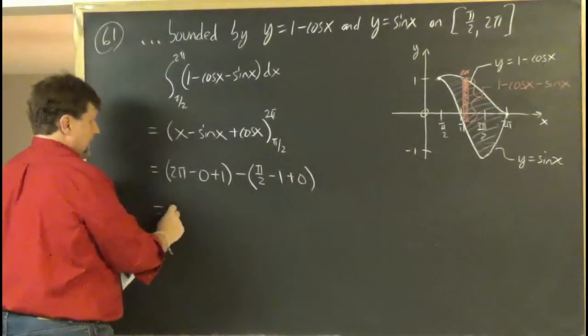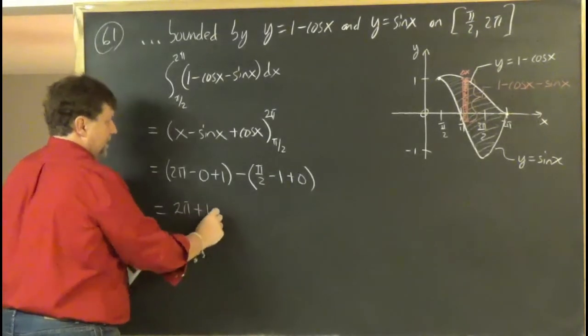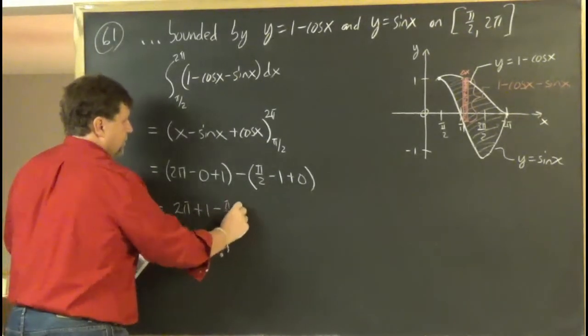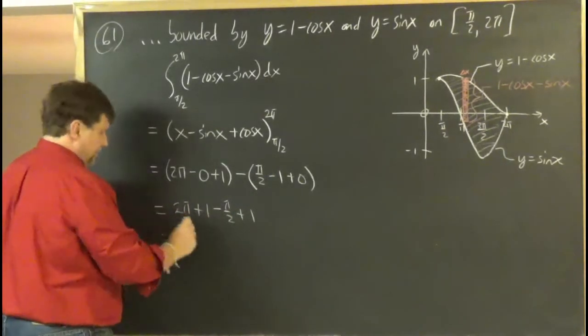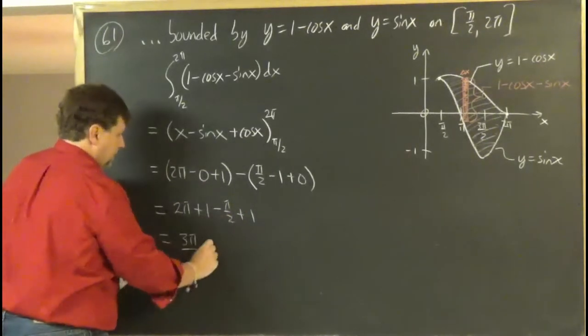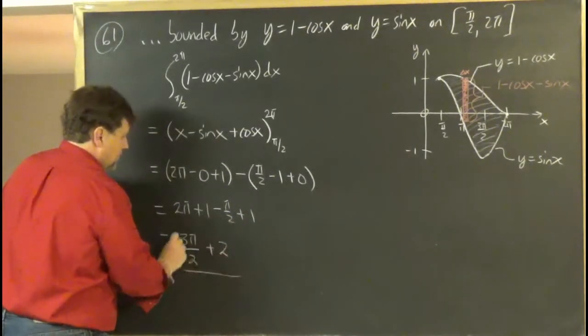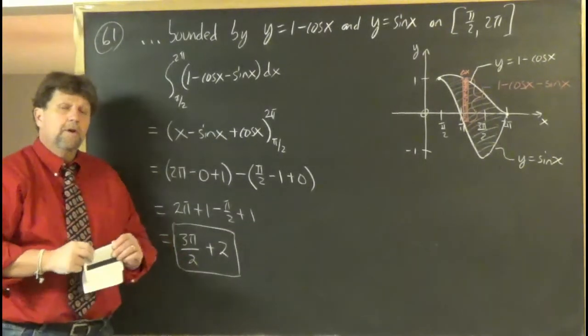So when I clean this up, well, what do I have? A 2 pi plus a 1 minus a pi over 2 plus 1. So 2 pi minus pi over 2 is 3 pi over 2, and 1 plus 1 is 2. So the area is 3 pi over 2 plus 2.